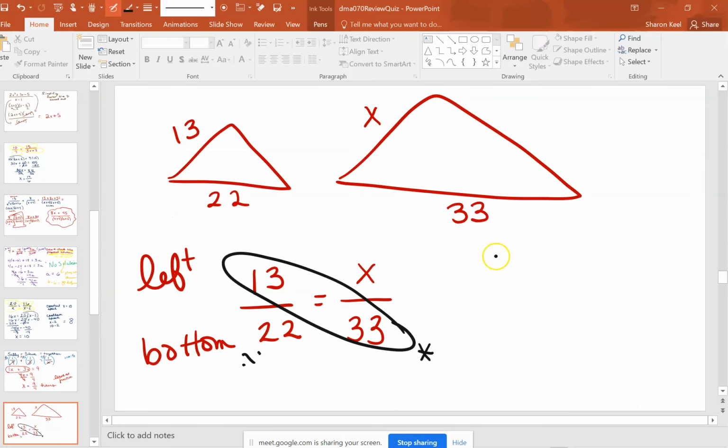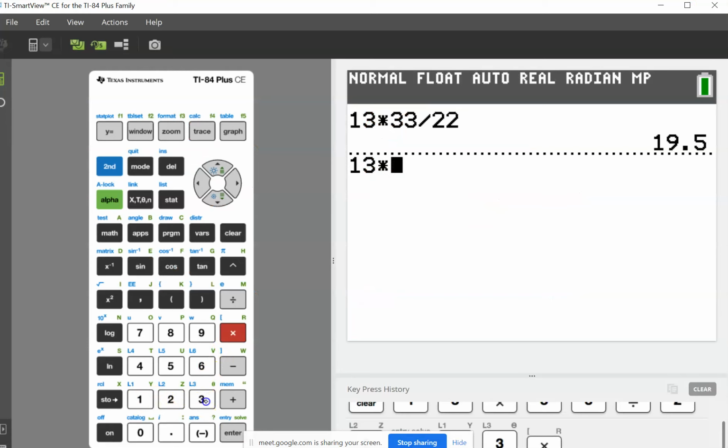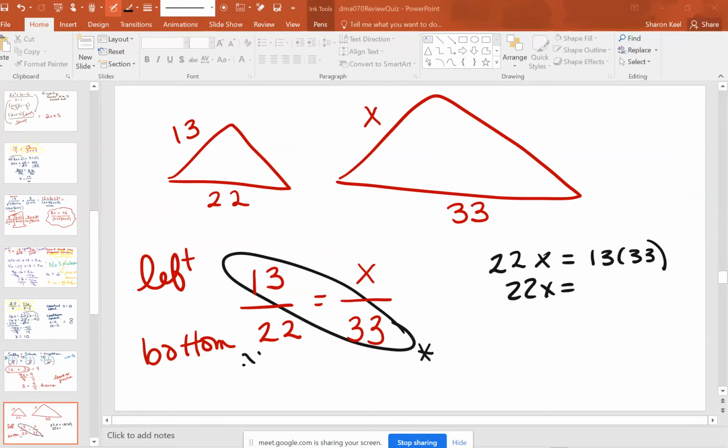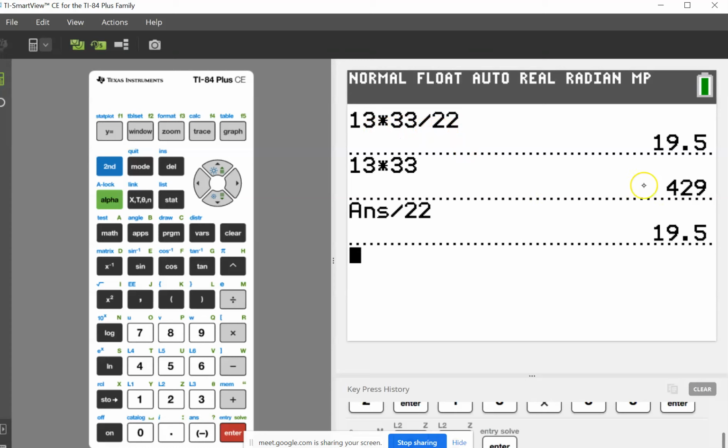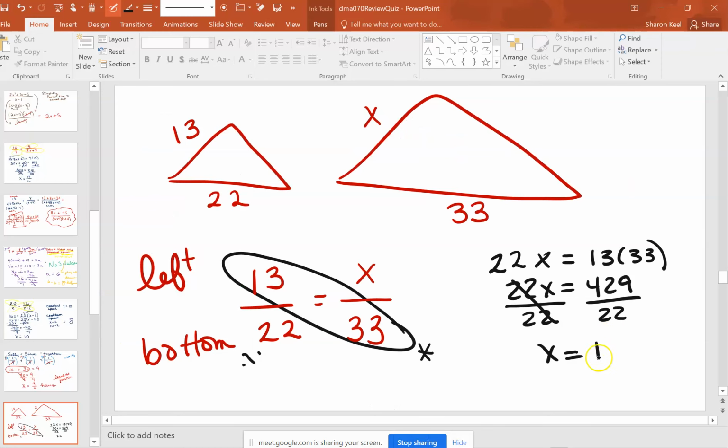If you do it longhand, you can say 22 times x, 22x, equals 13 times 33. That gives you 429. You're going to divide both sides by 22, and then x equals 429 divided by 22. And as you see, it's the same thing I did in one keystroke here versus two steps here. And that would give you 19.5 as the length of the left side.